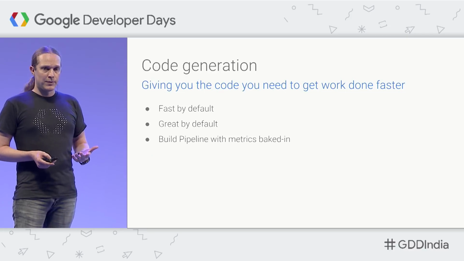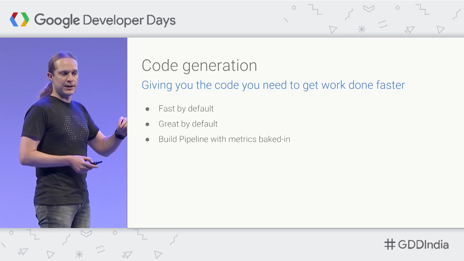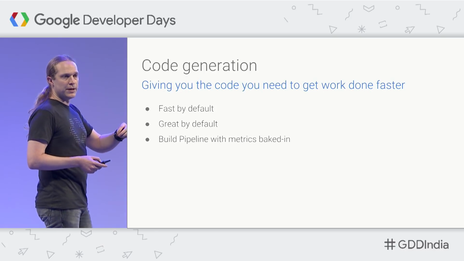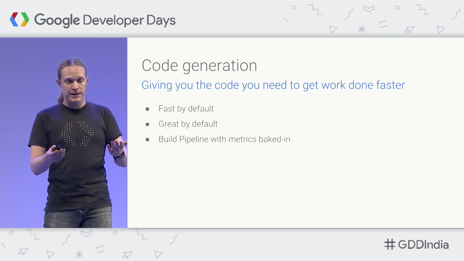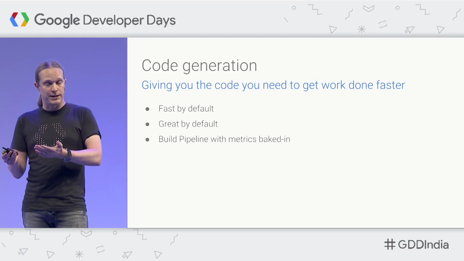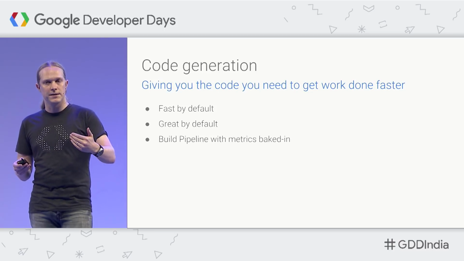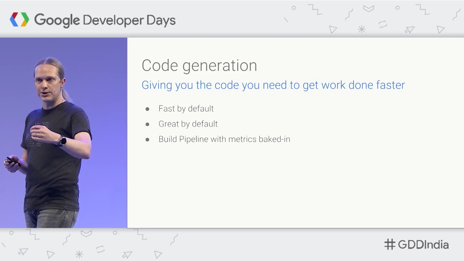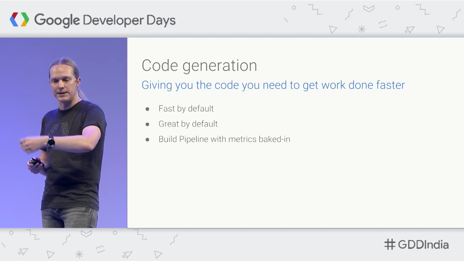And finally, on code generation then, really what I would like you to understand here is that code generation is a way of giving you code that is hopefully fast by default, is hopefully great by default, and comes with a selection of industry best practices built in, so it should have integration for metrics built in there, integration for analytics, security, usability, and so on.